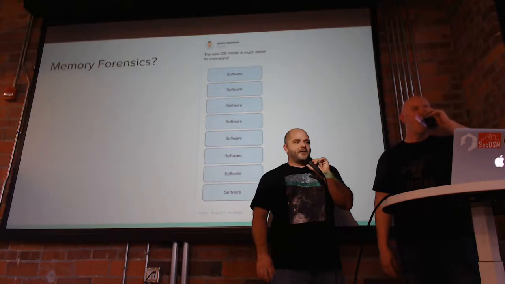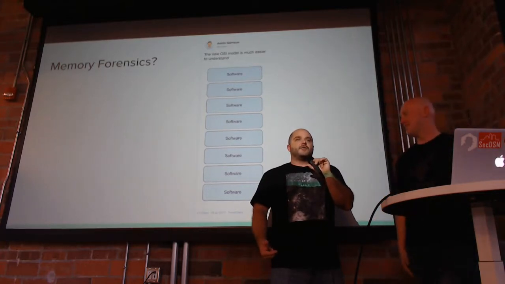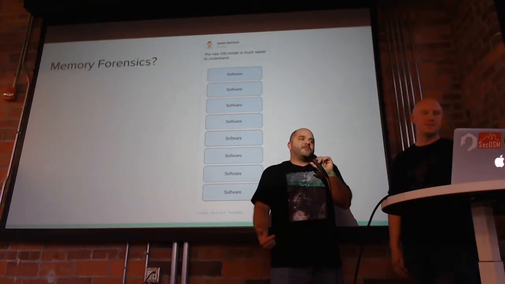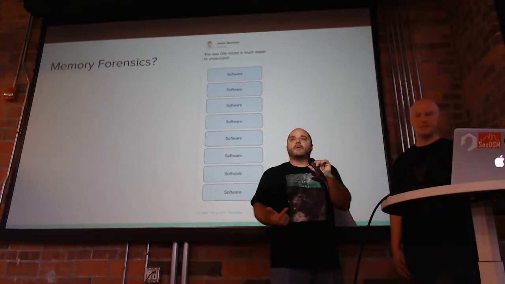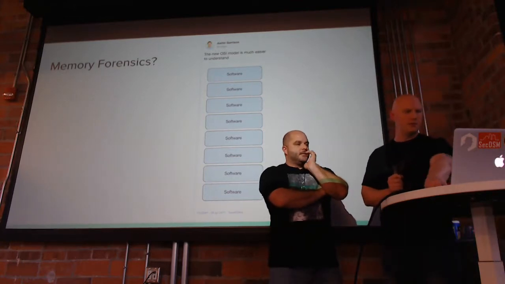The new OSI model is much easier to understand. It's all software. But software runs with memory, and memory has information, and it's important we can go after that memory. So as much as that's funny, we get a chuckle. I thought it was kind of germane to what we're talking about. We're talking about memory tonight. Yeah, I look forward to writing SDN malware soon in the near future.